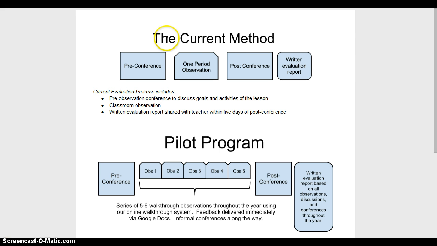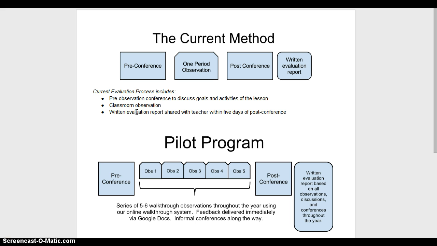You'll notice here on the current method there's a pre-conference, one observation, a post-conference, and then a written evaluation report which is correlated with the Iowa Teaching Standards. Again, those three things: the pre-observation conference to discuss goals and activities of the lesson, your classroom observation, which is really a one-time snapshot, and then your evaluation report. This is the way that our current master contract describes the process.